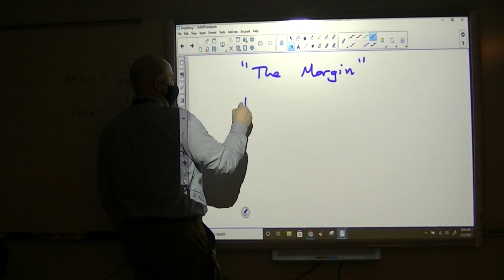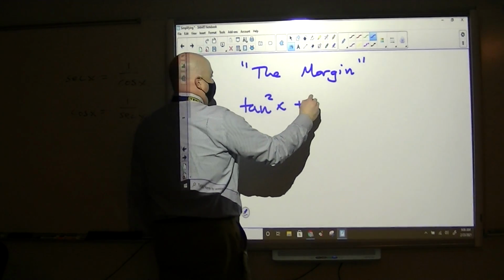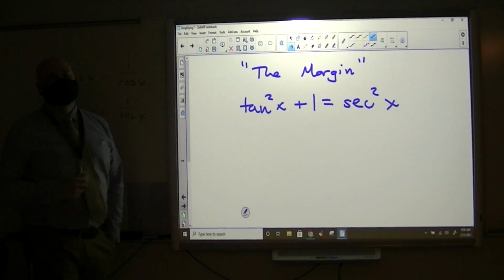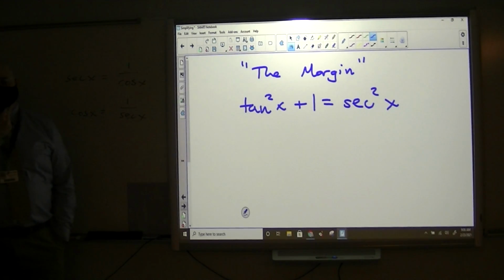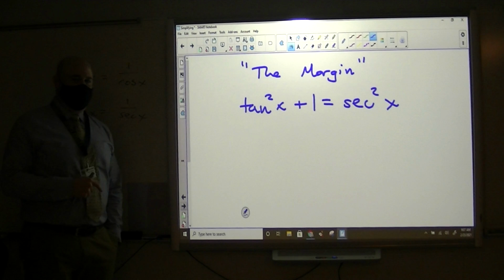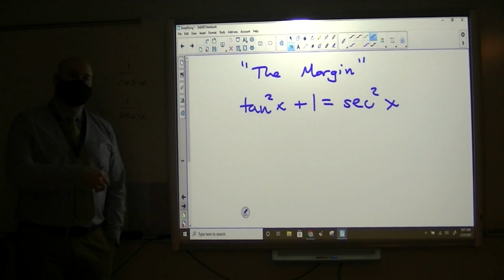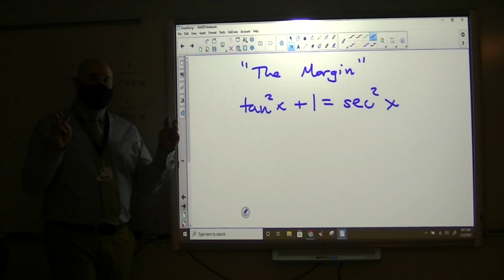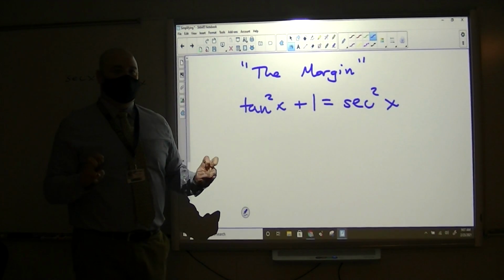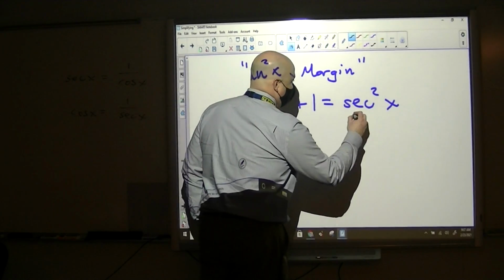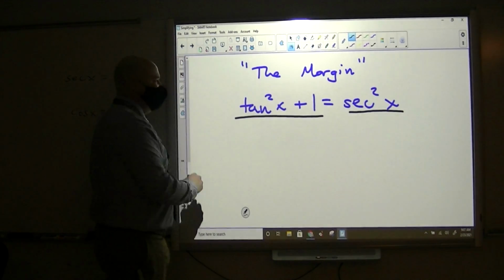And I'm going to take the Pythagorean identity that I know includes secant squared, and I'm going to say, all right. But here's the thing. The secant squared that's in this problem is just secant squared. So I don't have to, quote unquote, manipulate anything. Okay? Secant squared can be replaced with that statement.